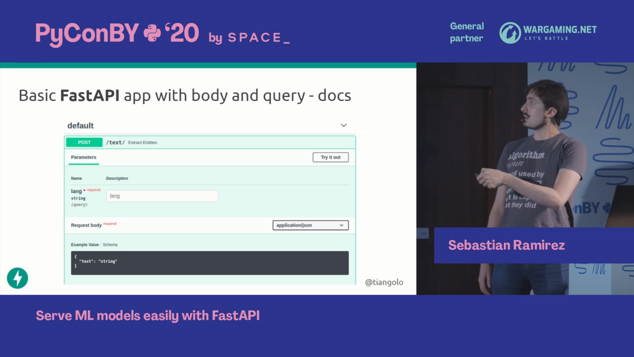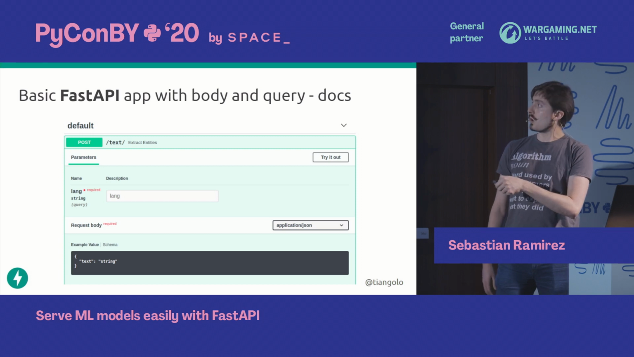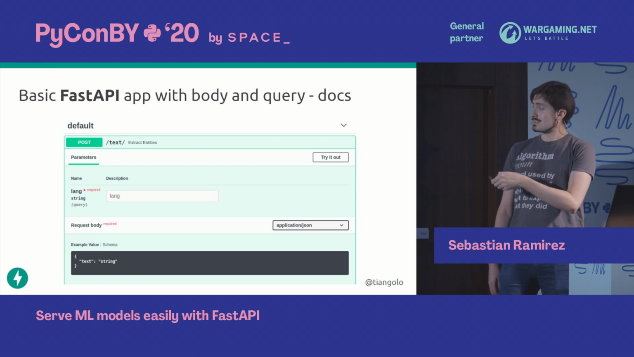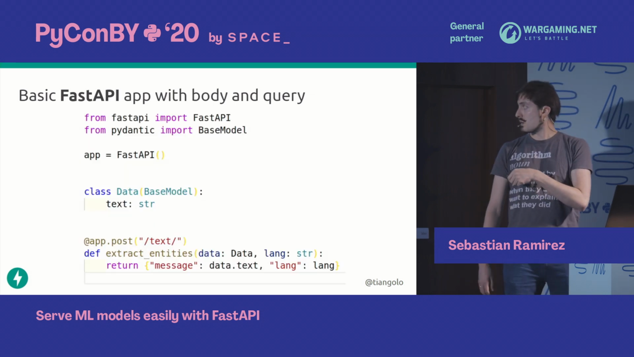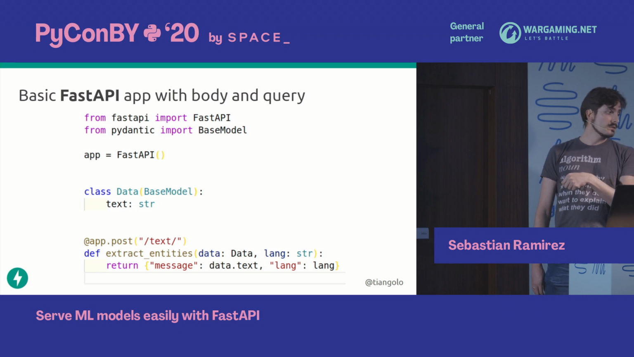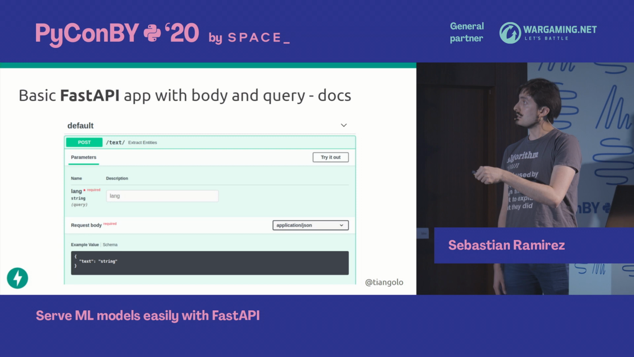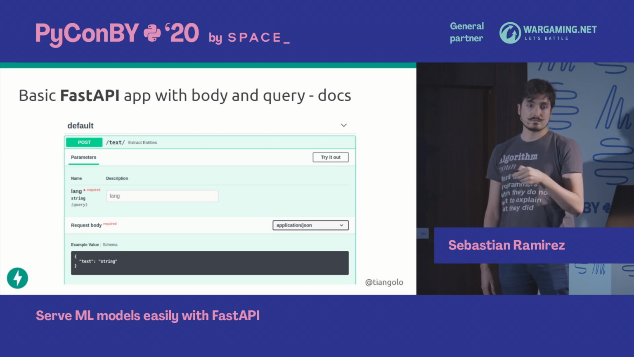We get that the lang is going to be a string, and it's going to come in the query parameter. And then we get that the body now doesn't have the lang, it just has the text. Also notice that in the code, now the lang doesn't have the equals None. So now this is a required parameter. And we can see it in the documentation here that this is now required.